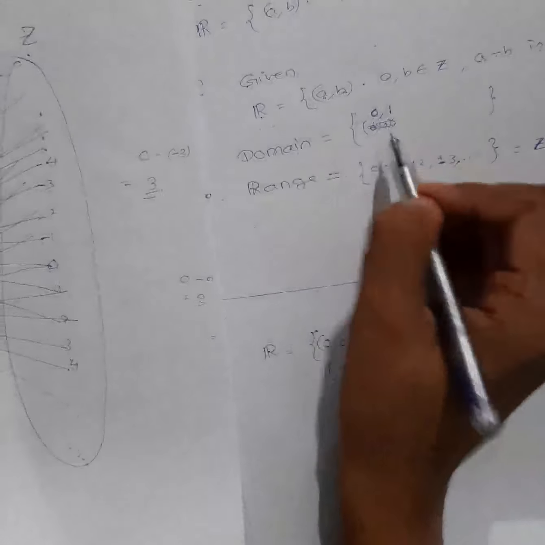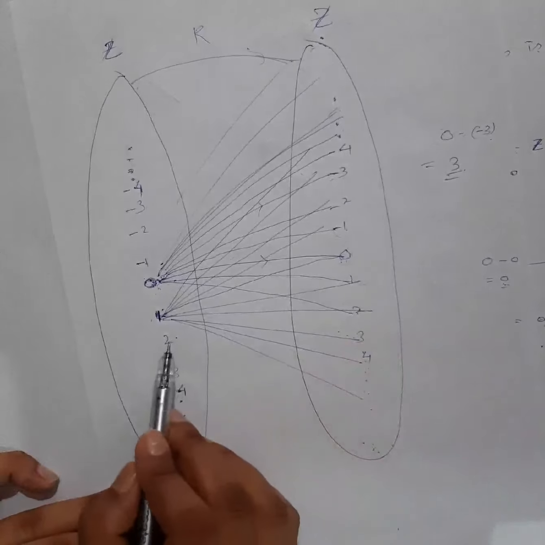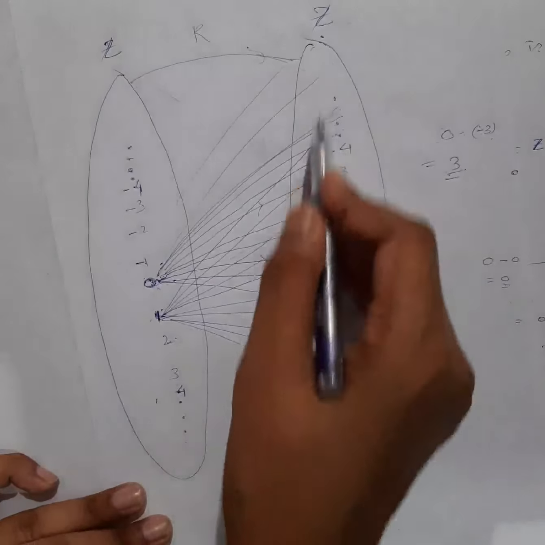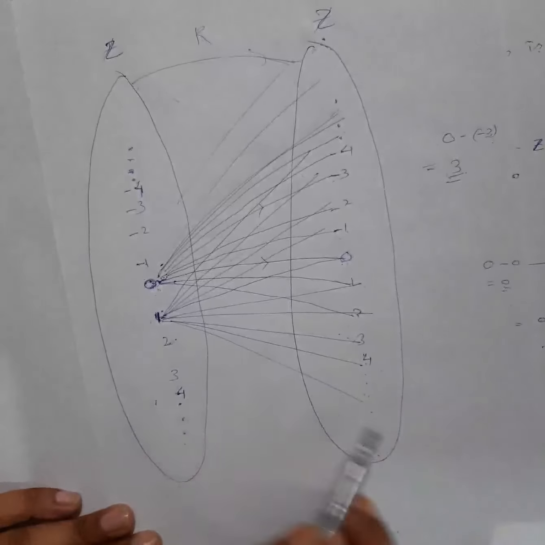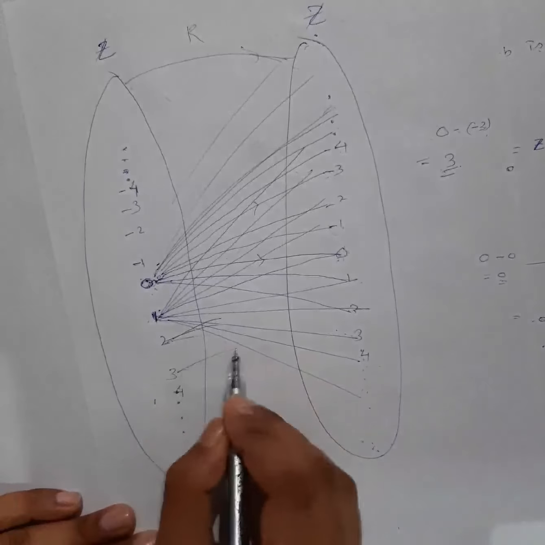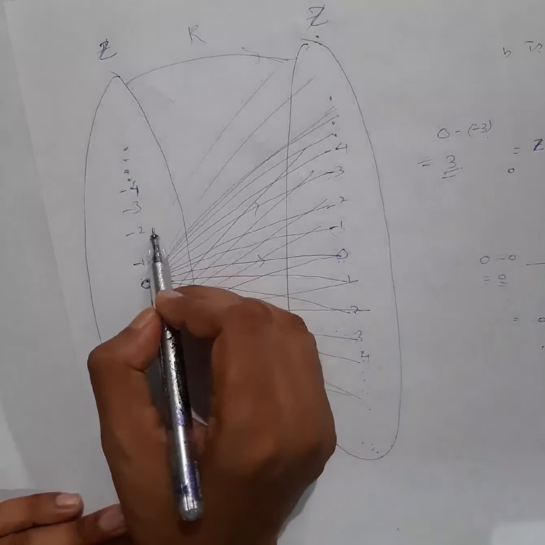Okay, now in the domain you can see 1 is related. What about 2? 2 also will be related, because I told you, if you subtract any integer from an integer, you will get an integer only. So you can see that 2 also will be related to all elements. What about 3? 3 also will be related to all elements. 4 also, 5. In this way negative numbers also.